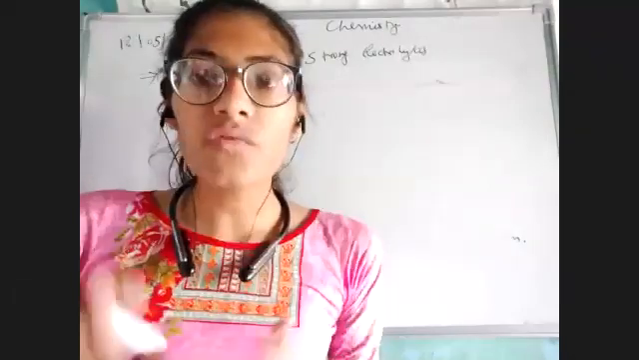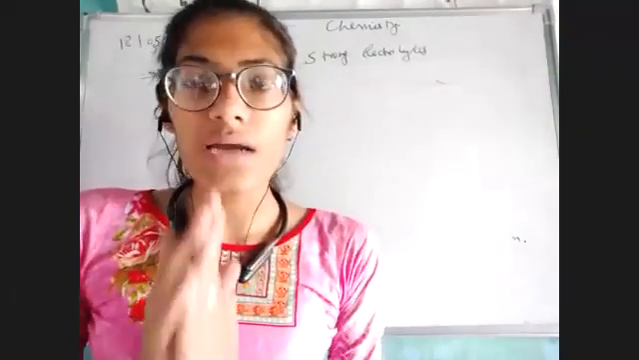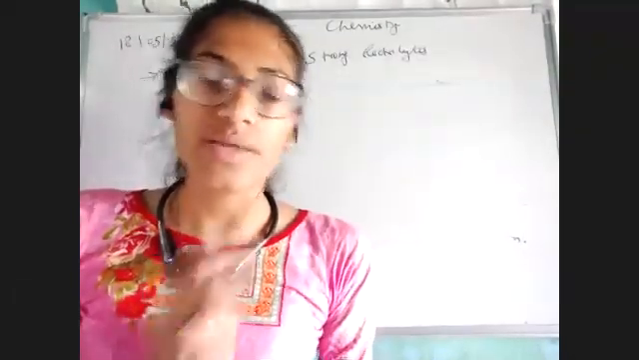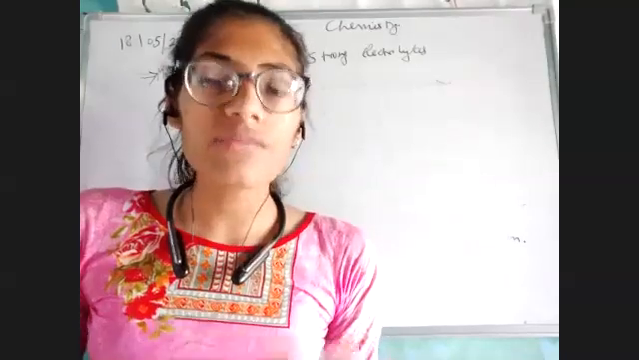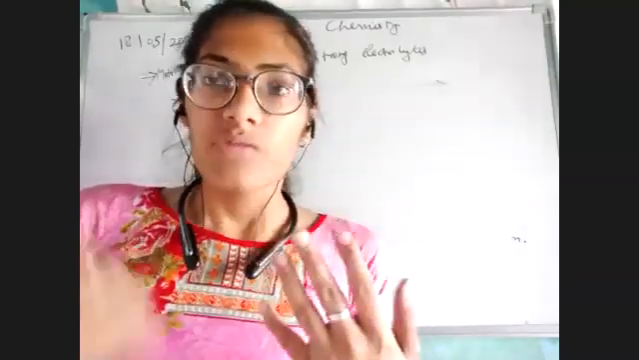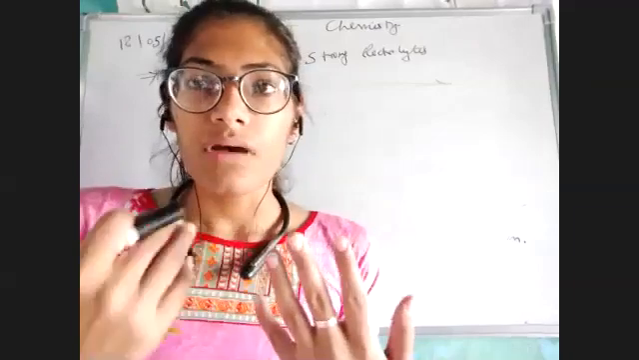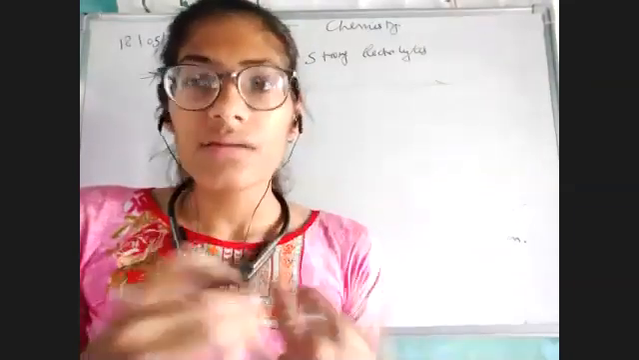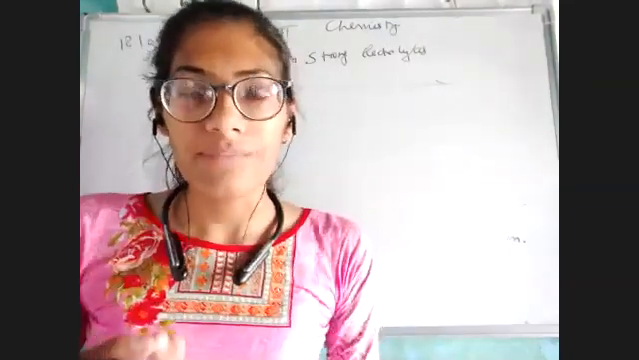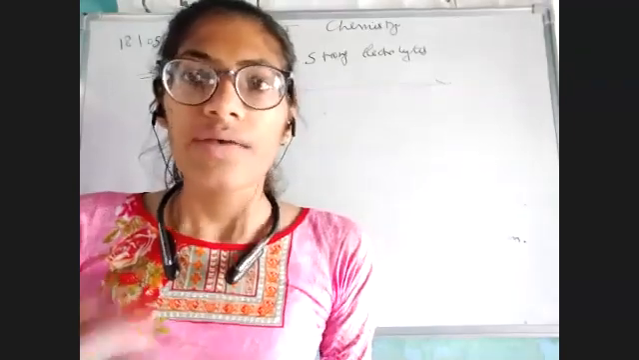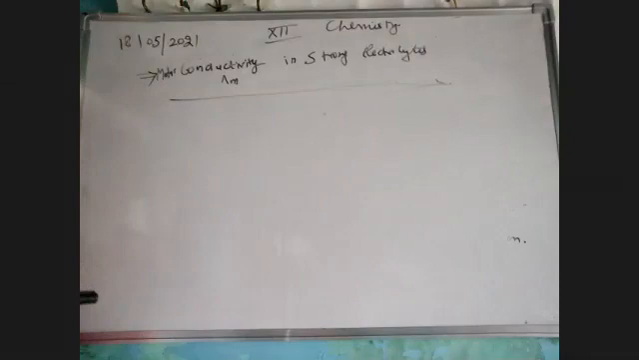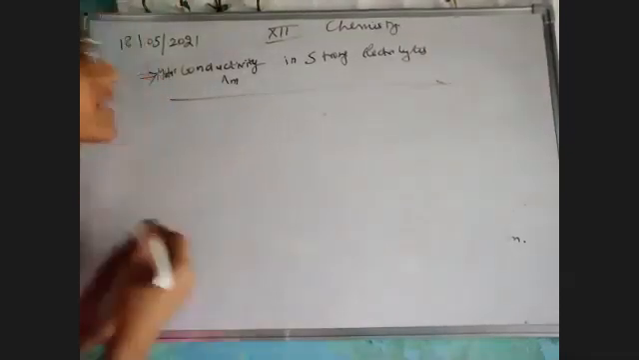Okay, first of all, we know very well that there are two different types of electrolytes known as strong and weak. Strong are those which are completely dissociated, which can conduct electricity to a maximum extent, whereas weak electrolytes are those which cannot dissociate completely. So let's start with the first topic, the molar conductivity in strong electrolytes.